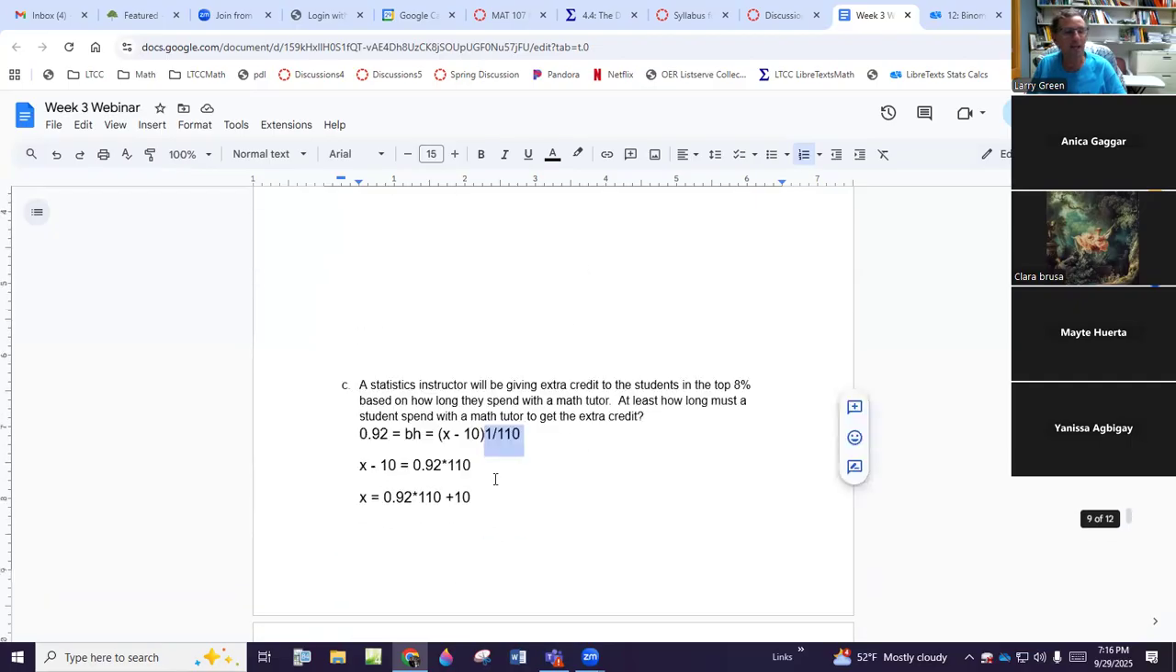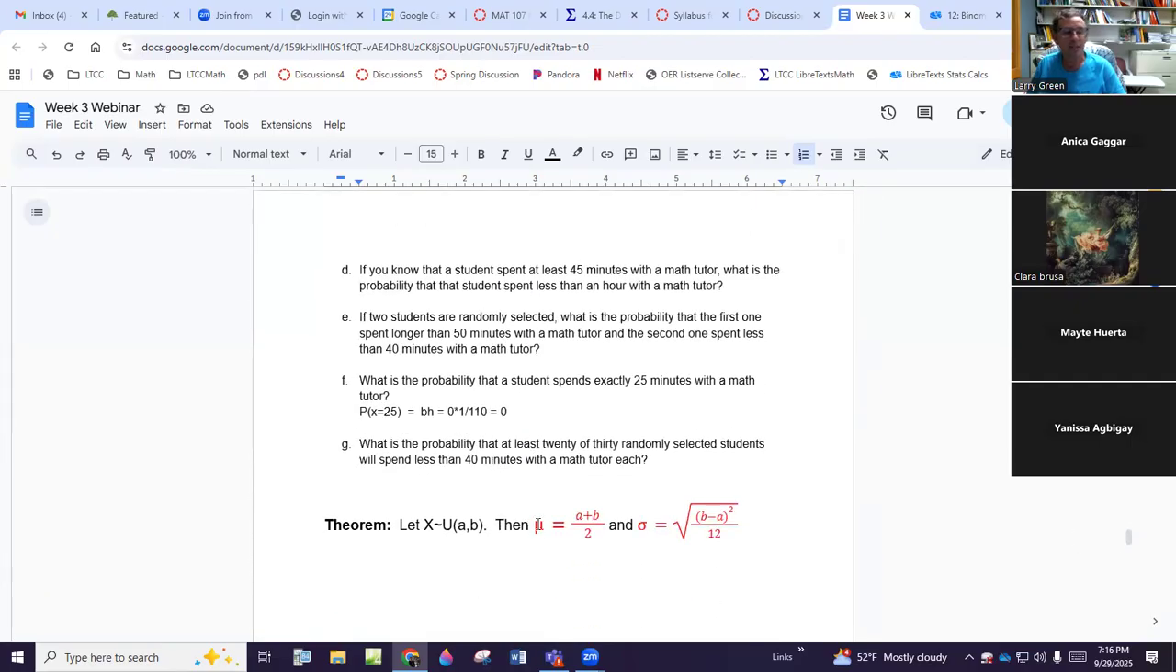So the formula is the mean is A plus B divided by 2. Any questions on that idea?